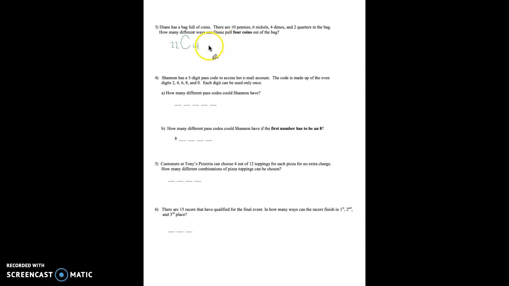So I know the formula is on the front page, but I'll just remind you, it's going to be your n factorial in the numerator. And then over r factorial. How many is she picking? And then it's going to be n minus r factorial. Again, let's simplify. 22 minus 4 is 18.